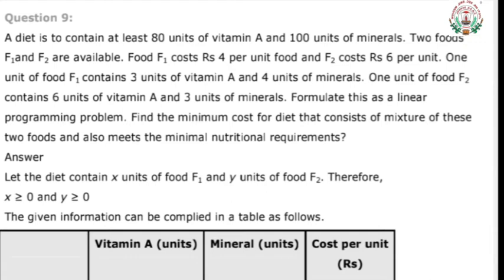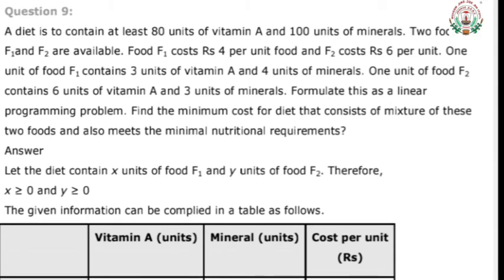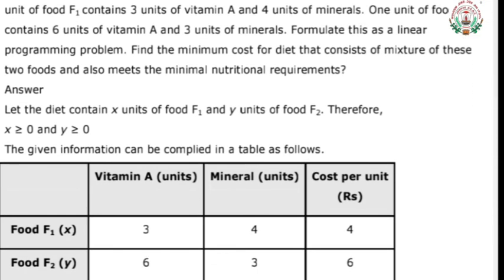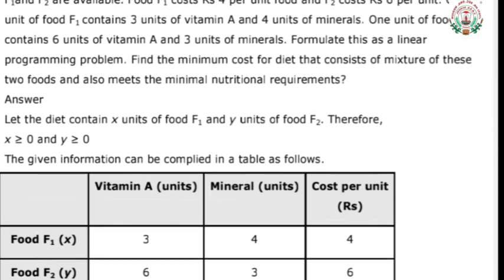Find the minimum cost for the diet that consists of the mixture of these two foods and also meets the minimal nutritional requirements. So let the diet contain x units of food F1 and y units of F2. And the constraints will be again x greater than or equal to 0, y greater than or equal to 0. So F1 food, F2 food and requirement.